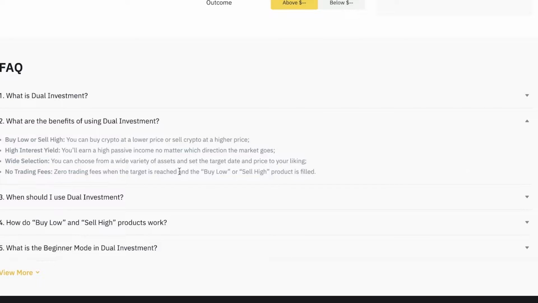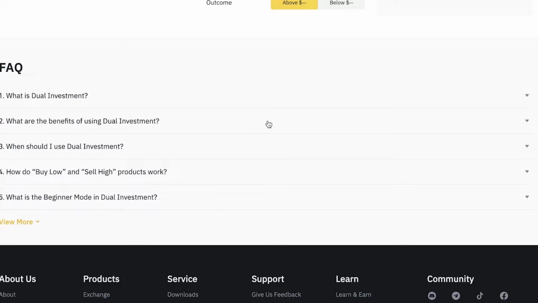Plus, in terms of the benefits, you have buying low or selling high, so you can buy crypto at a lower price and sell it at a higher price like normal grid trading. Then you also have high interest yield, such as high passive income. And then you have wide selection and no trading fees.